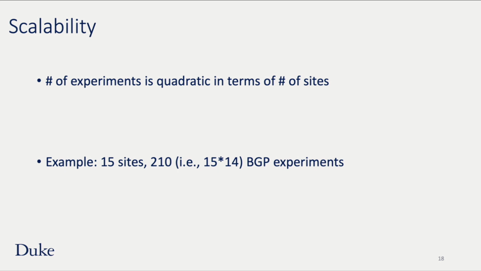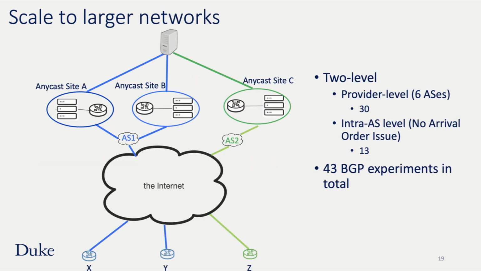So the second problem is the scalability. So the number of experiments is quadratic in terms of sites. That's the best we can do with the current method, but it's still a lot. So for example, if we use 15 sites, it will take like 210 different BGP experiments to finish that. So that's also a huge number.